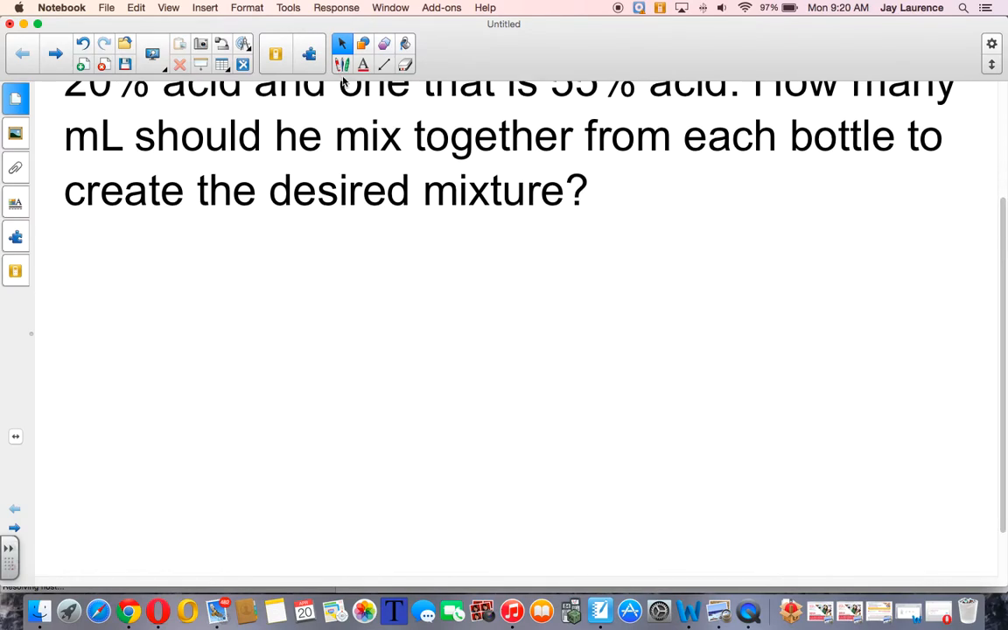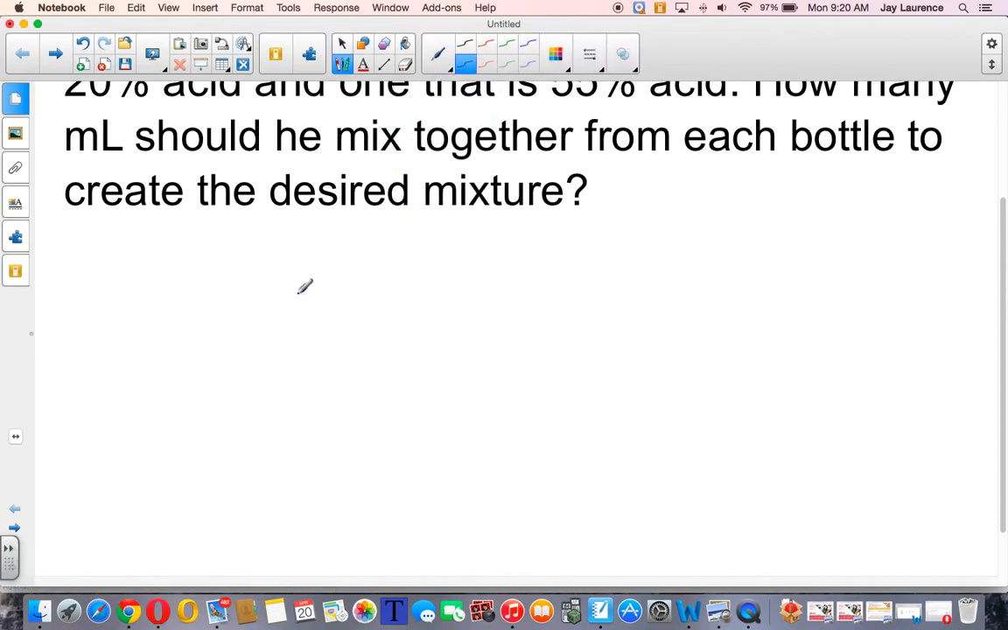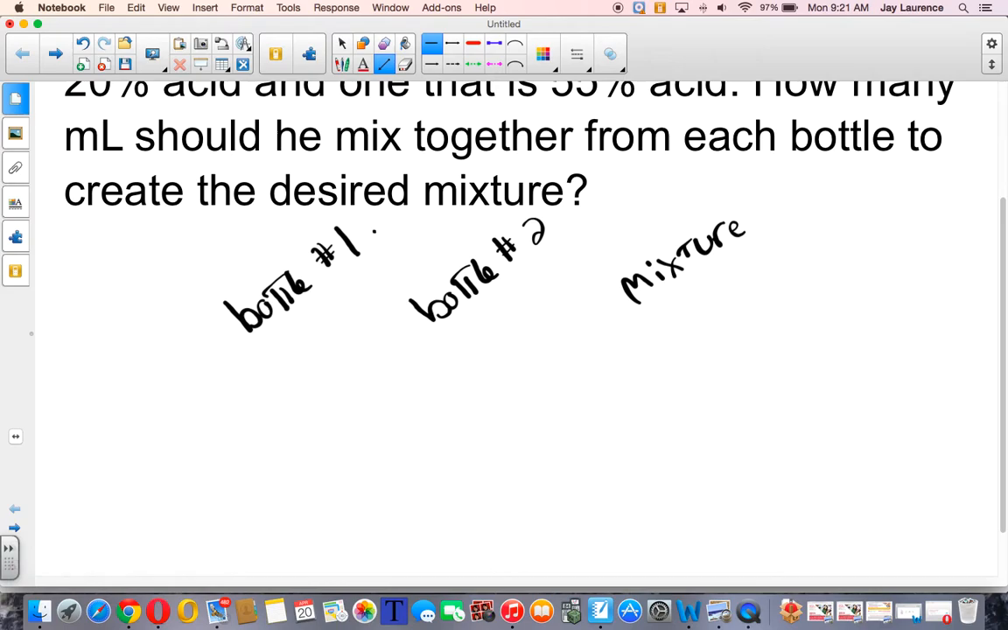And remember, we were setting up a chart, right? We cared about the first bottle, right? And I think we called it bottle 1. Okay, looks like there's an extra little thing in there. Sorry about that. Okay, and then bottle 2. And then together we had our mixture, right? Okay, and so starting to make a chart like this.